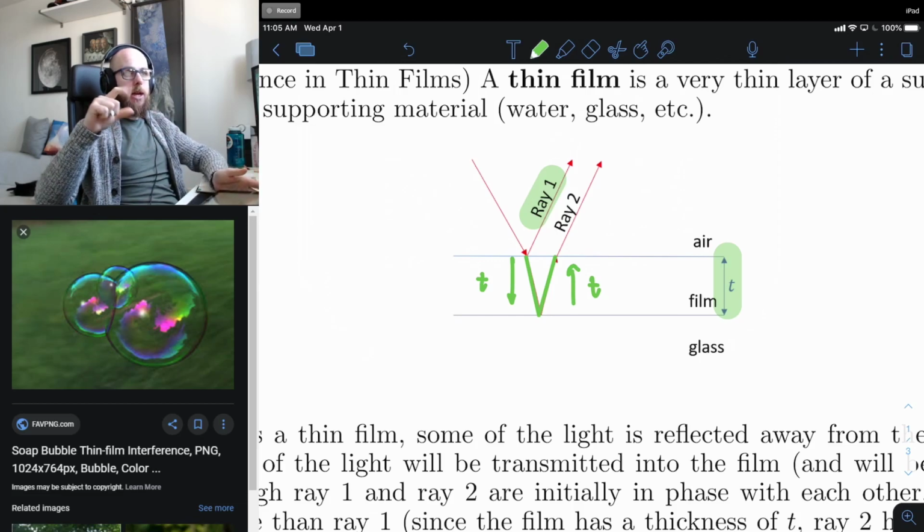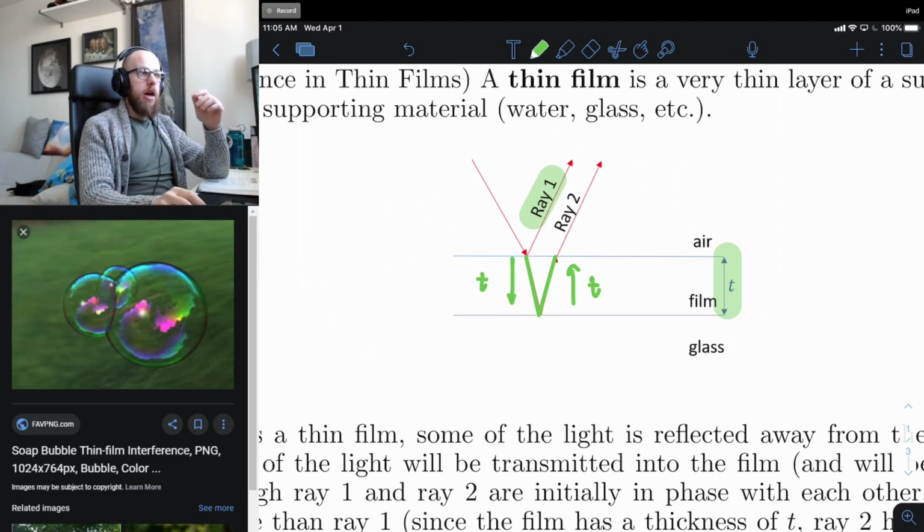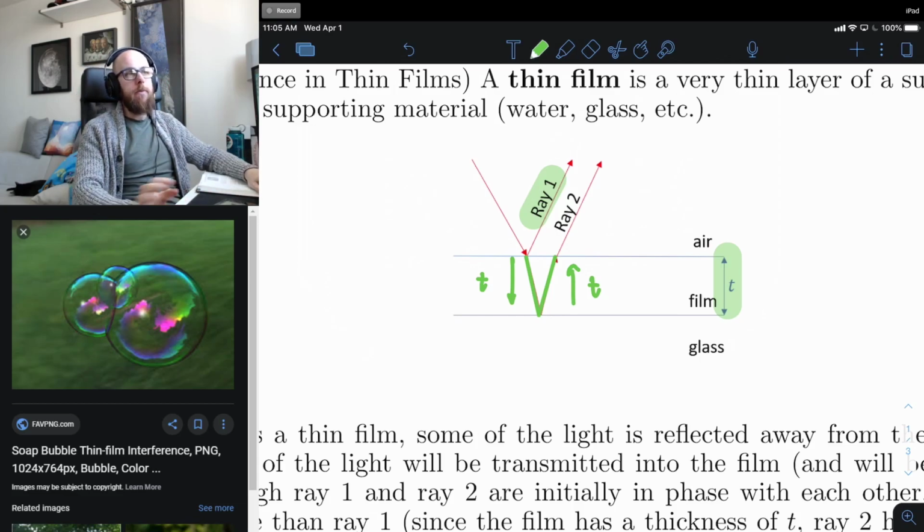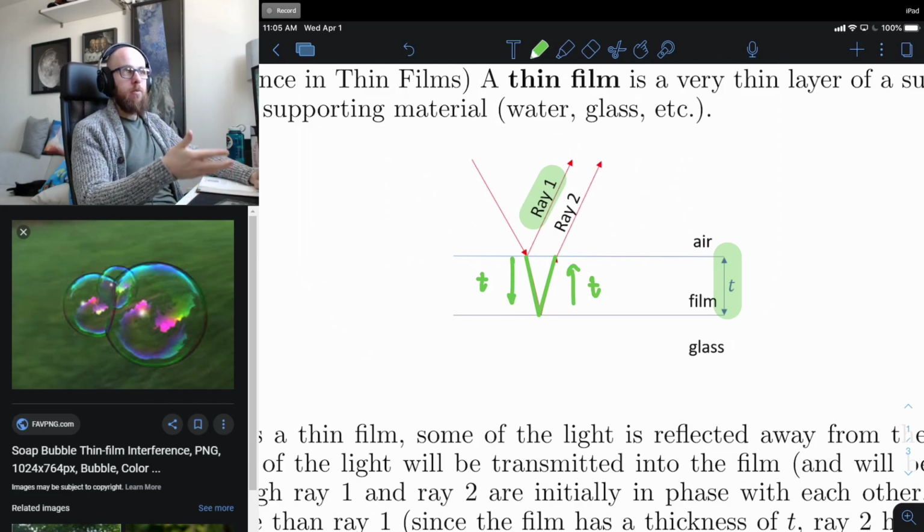Now, depending on the thickness of the material, when the two rays leave the material, when ray 1 and ray 2 are traveling together and moving away from the film, those rays might either be in phase, in which case they interfere constructively, or they might be out of phase, in which case they interfere destructively.